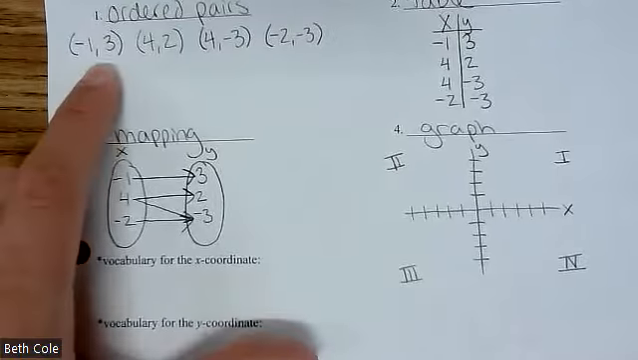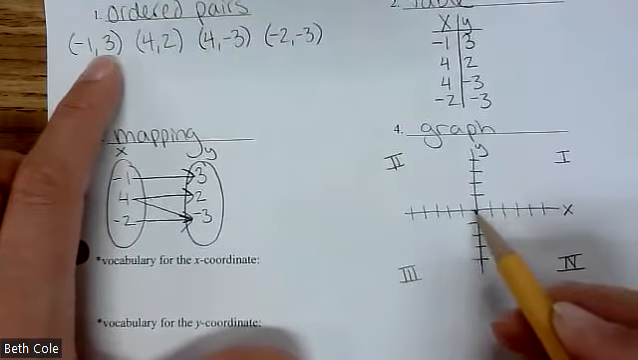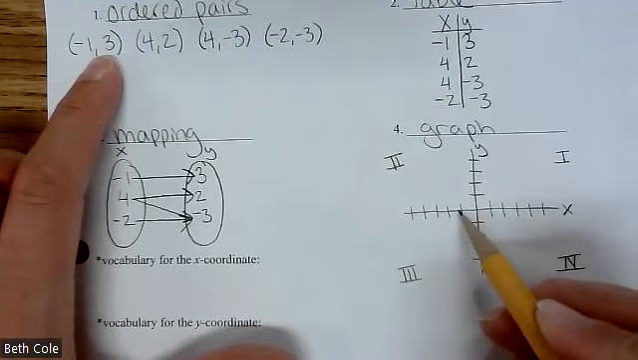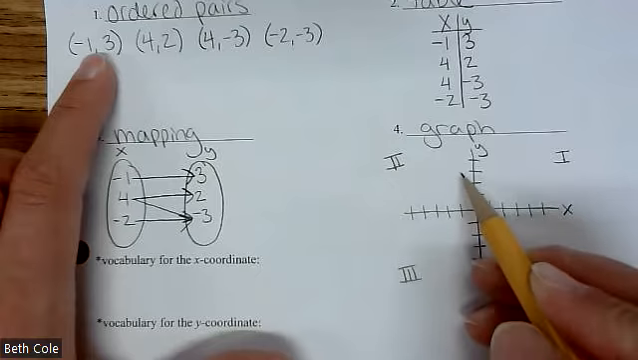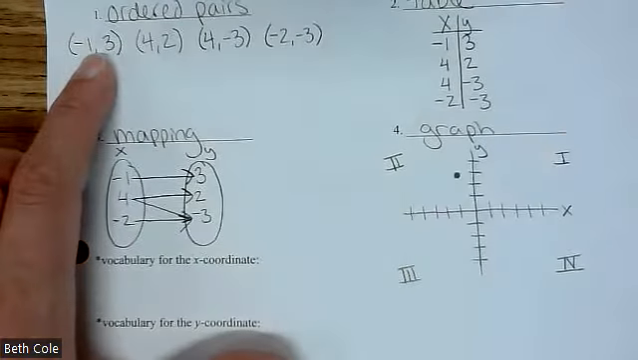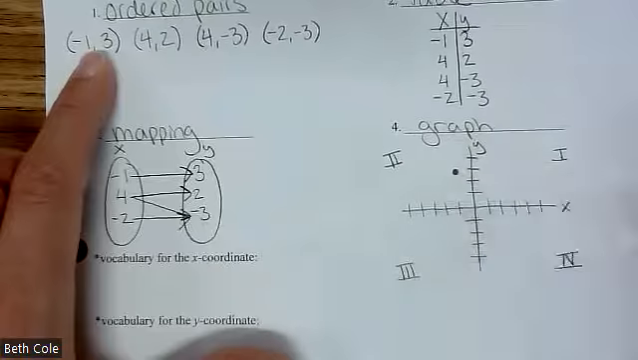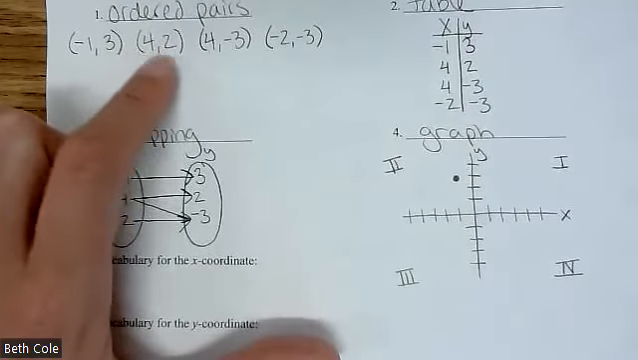But we're just going to plot these. So -1, 3. You're going to go -1 on the x-axis. Just watch me point to this because this is really easy to do, but also really easy to do backwards. So just be careful. You go -1 on the x-axis and then 3 on the y-axis. It would be in quadrant 2. So there's our point. What quadrant would 4, 2 be in?